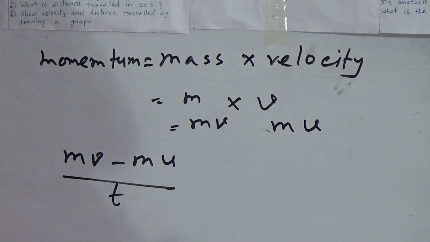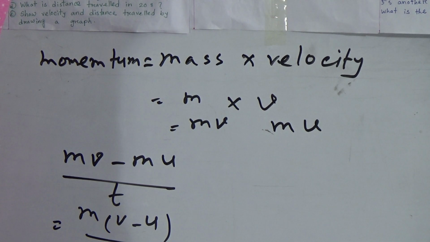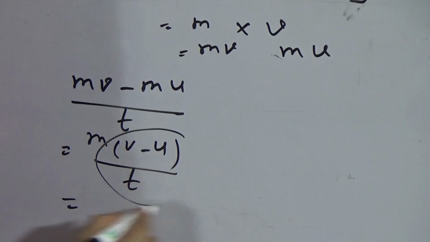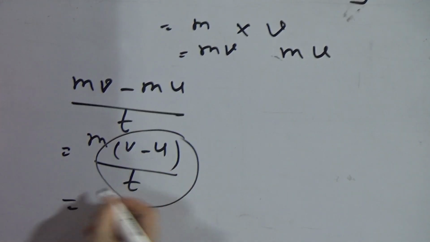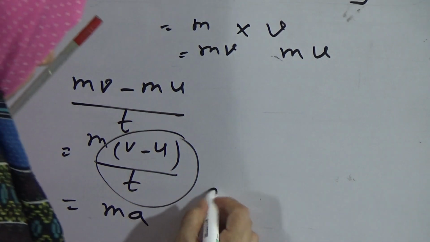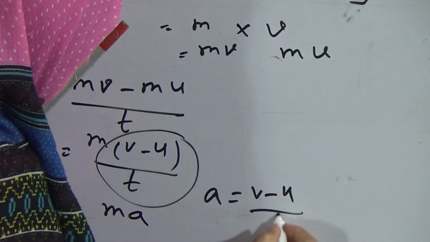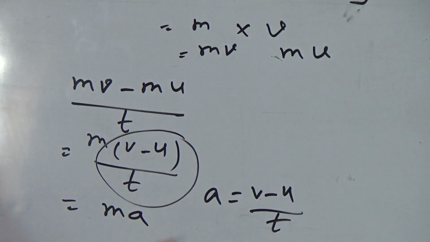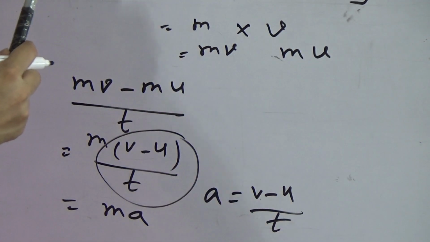(mv minus mu) divided by t, and here m is common, that means m(v minus u) divided by t. We know that (v minus u) divided by t means a, so we can write ma. Okay, a equals (v minus u) divided by t, and since we consider that there is no change of mass, we can write like this.